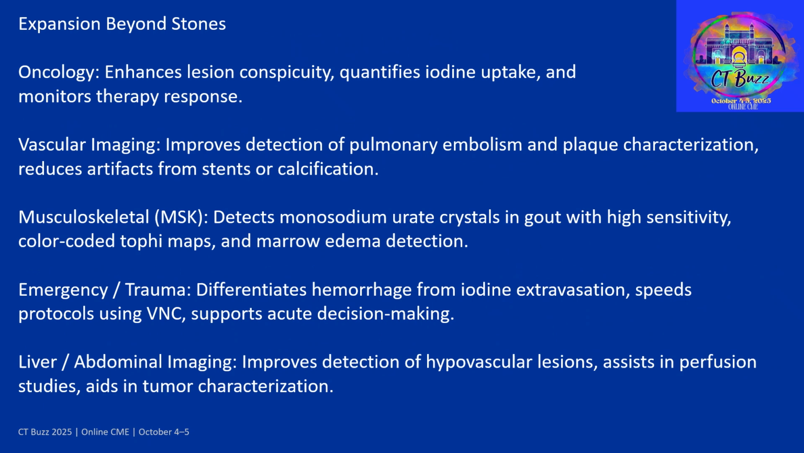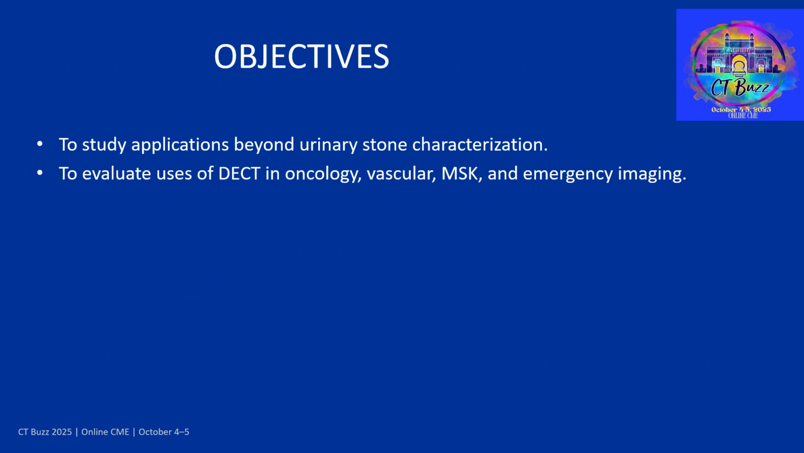There are many uses of dual energy CT beyond stone characterization, and those are in oncology, vascular imaging, musculoskeletal imaging, emergency and trauma cases, liver, abdominal imaging. Objectives of my study are to study application of dual energy CT beyond urinary stone characterization, to evaluate uses of dual energy CT in oncology, vascular, MSK, and emergency imaging.